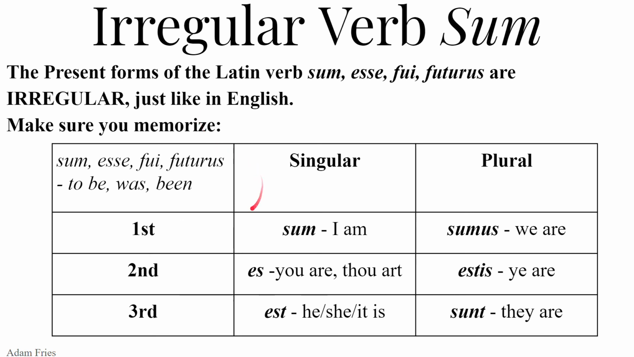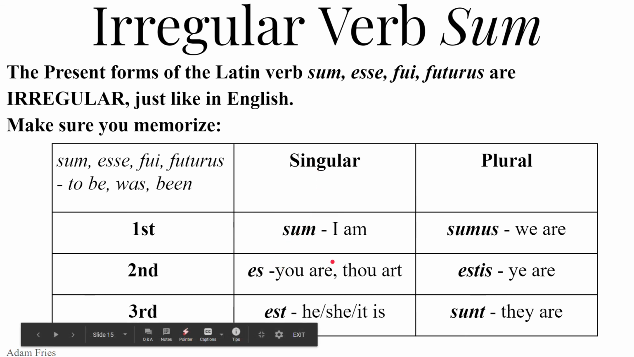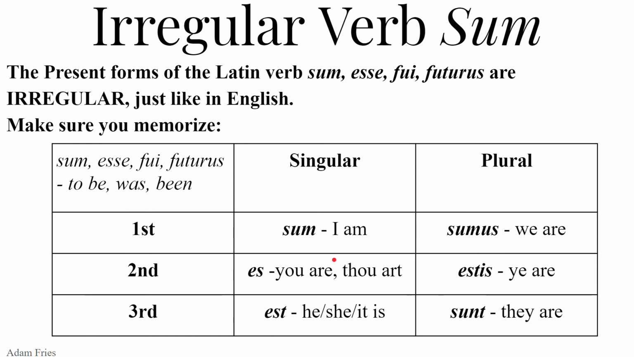First person singular, sum, I am. Second person singular, es, you are or thou art. Third person singular, est, he, she, it is. We could also have existential est, there is. First person plural, sumus, we are. Second person plural, estis, ye are. And third person plural, sunt, they are. You could also say there are, existential sunt. Remember that sum acts as a linking verb, linking a nominative subject with a predicate nominative.